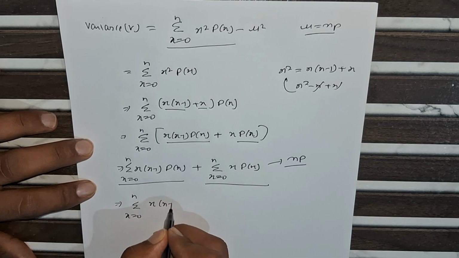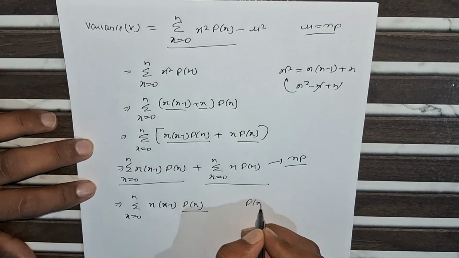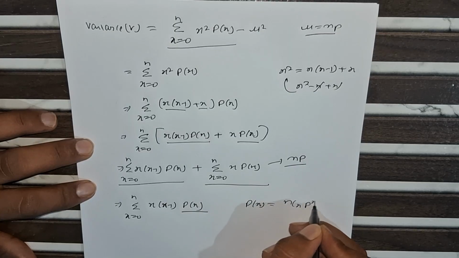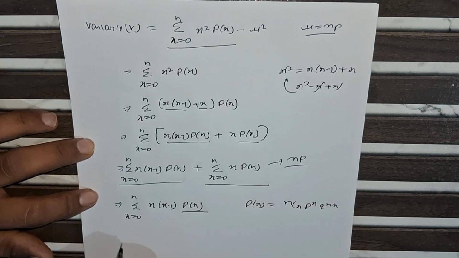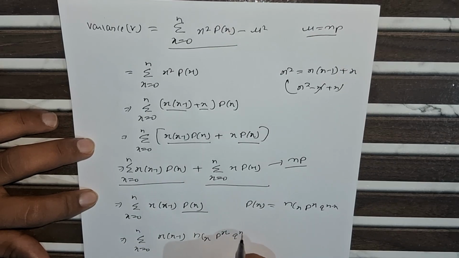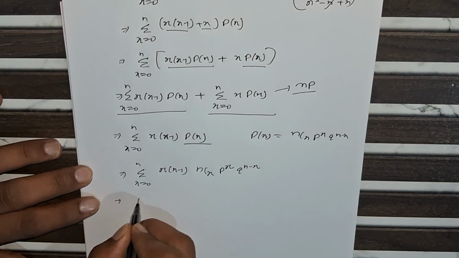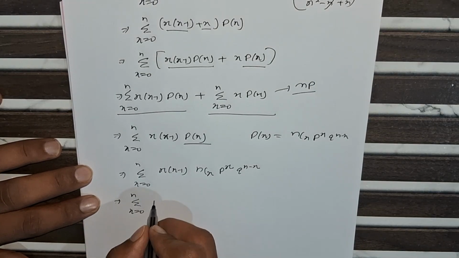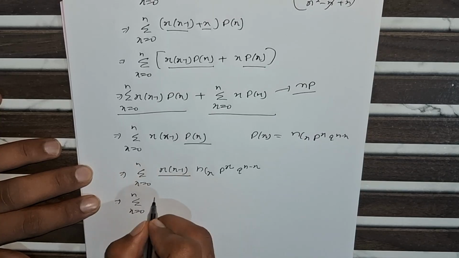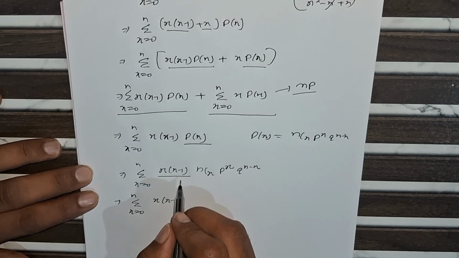So x into x minus 1 into p of x, we already know that p of x is nothing but nCx p to the power x q to the power n minus x. So summation x equals 0 to n of x into x minus 1 nCx p to the power x q to the power n minus x. So here the term is x into x minus 1. Further, we expand this formula as per our requirement.